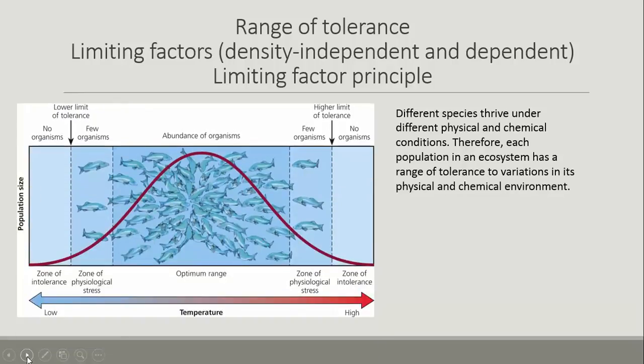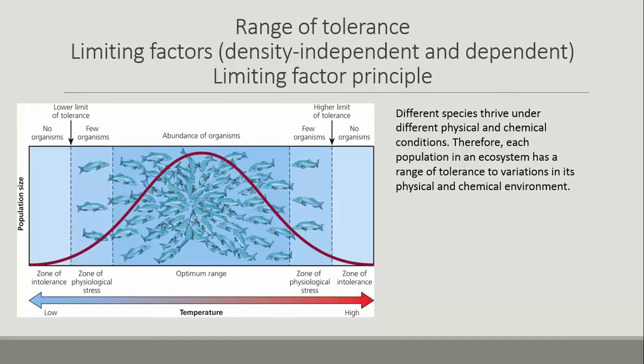Here's an example that comes from your book on page 113. What we're looking at here is the range of tolerance for a population of trout to a physical environmental factor. In this case, we're dealing with water temperature. Basically, the range of tolerance restrictions prevent particular species from taking over an ecosystem by keeping their size in check. The optimal range here in the center is temperatures that are not too hot and not too cold. So that's where you're going to have a large abundance of organisms.